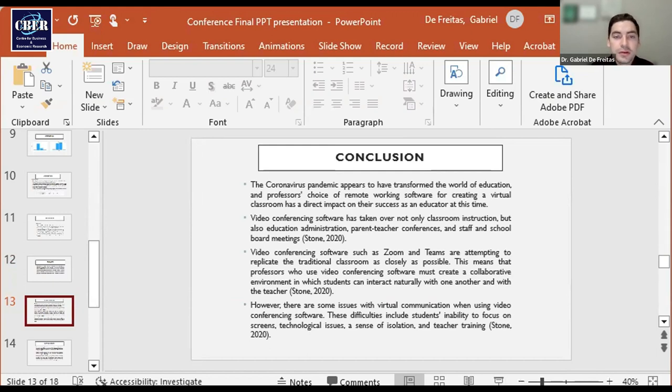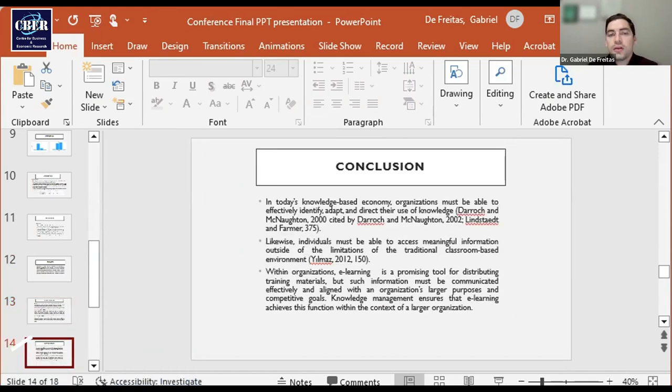Video conferencing software such as Zoom and Teams are attempting to replicate the traditional classroom as closely as possible. This means that professors who use video conference software must create a collaborative environment in which students can interact naturally with one another and with the teacher.